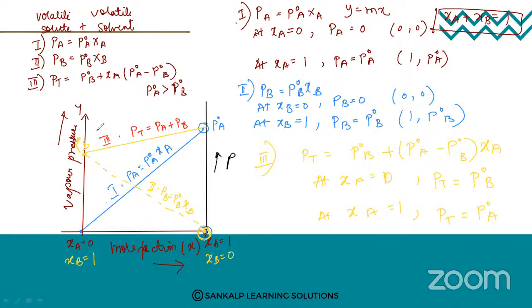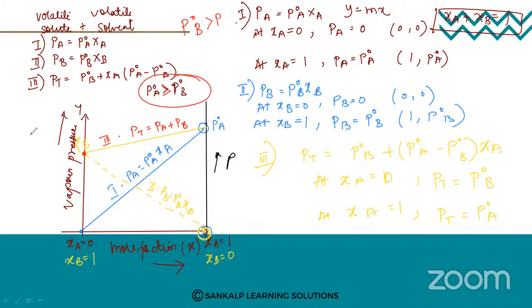Now, you might be wondering why I have written PB down. I could have written it up also, right? But we have considered that P naught of A is greater than P naught of B, as the solute is more volatile than the solvent. With this condition, you can consider the reverse also, P naught of B greater than P naught of A, but that time the conditions will be different. Is the graph clear?